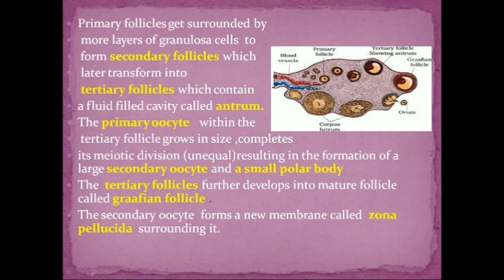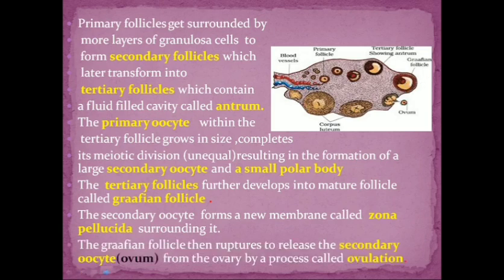So for the time being, you should know this much: the secondary oocyte will be surrounded by a layer, a membrane called the zona pellucida. Now, the Graafian follicle later ruptures, it breaks open to release the secondary oocyte. And the secondary oocyte, now we call it ovum. Actually, it is not the functional ovum, it is a secondary oocyte. Inside the secondary oocyte, meiosis 2 has started, but it has not completed. It got arrested at the metaphase 2 stage.